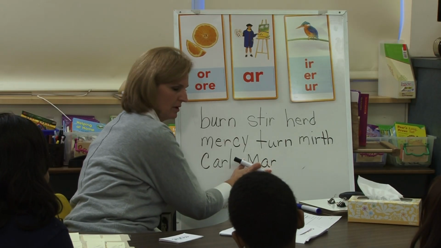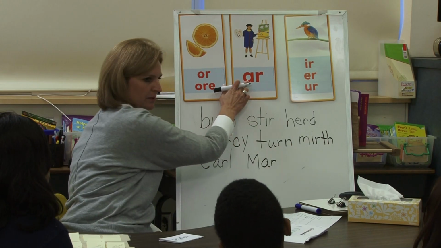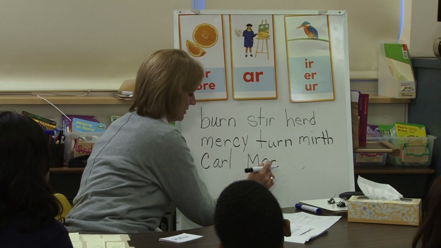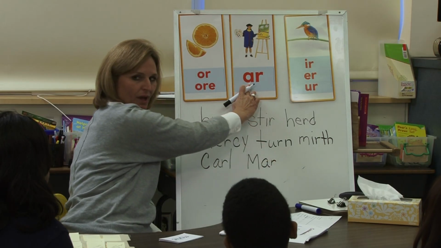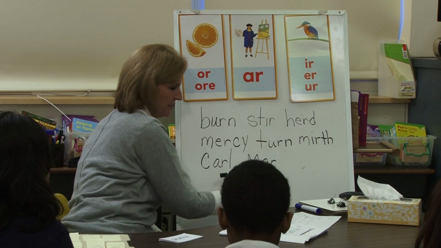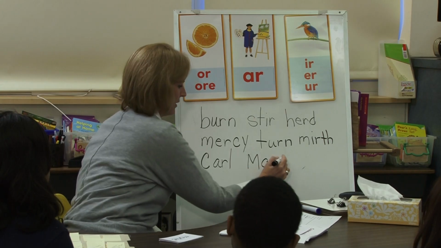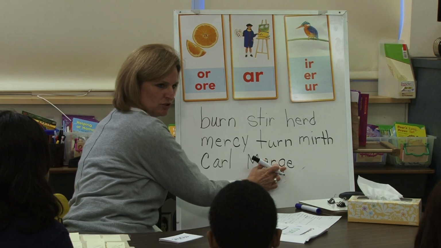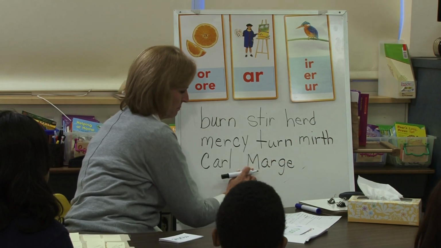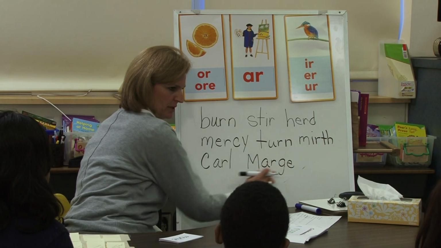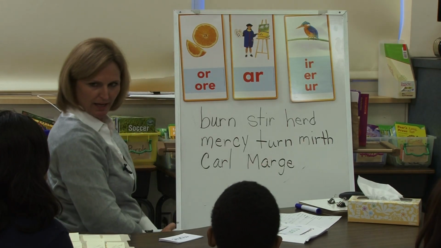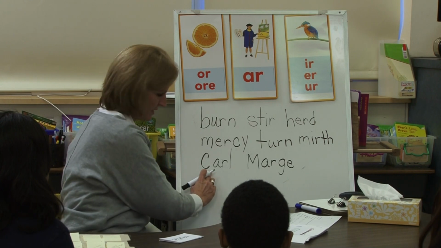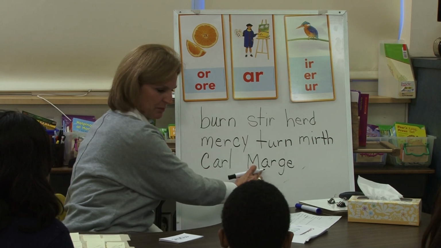Sound, sound, sound, blend. What's the sound? R, very good. Okay, so when we blend it, we say mar, good. J, very good. Blend. Marge. What is the word? Marge. This is also a name. How do we know that's a name? It starts with a capital letter. Very good. What is this name? And what is that name? Marge.